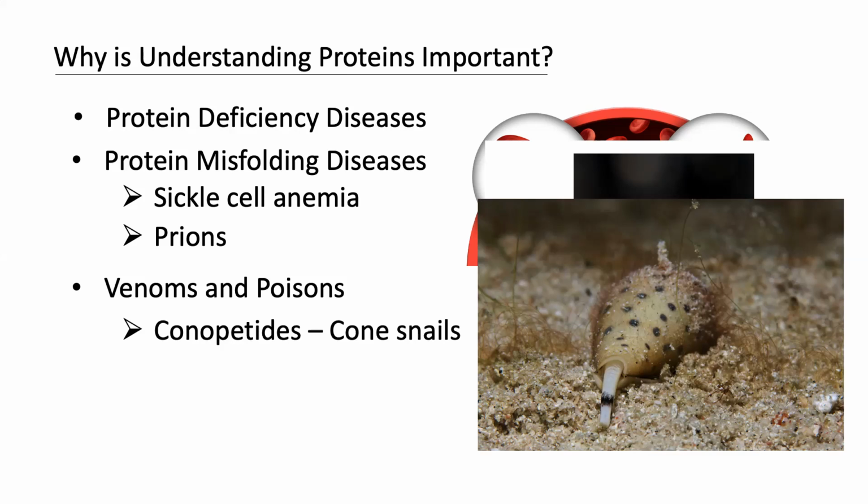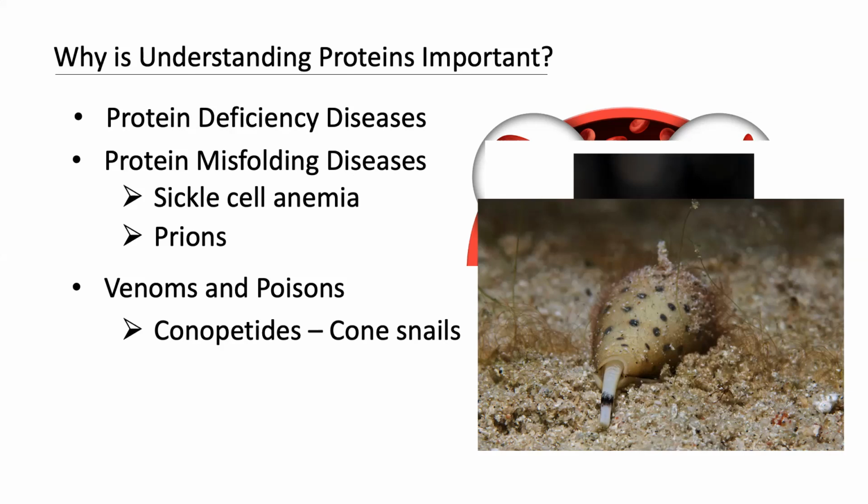Some examples of this are actually the conopeptides. These are found in cone snails. So cone snails, it's a type of mollusk. They're venomous mollusks that hunt fish, worms, or other mollusks, depending on the species. The venom from these cone snails actually contains conopeptides.